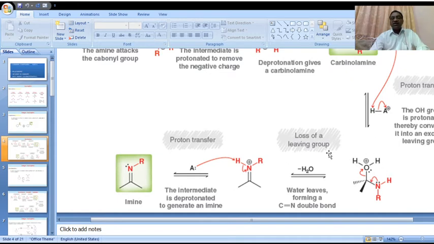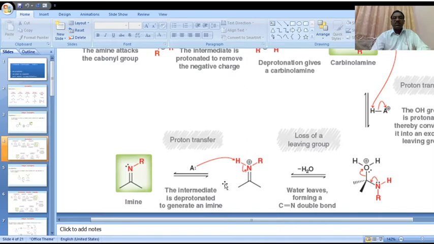Loss of that particular leaving group: breakage of the C-O bond, loss of a water molecule. Water leaves, forming a C double bond N. Here the pair of electrons donates to the carbon side to form a C double bond N, with breakage of this C-O bond. Here, loss of a water molecule forms a double bond between carbon and nitrogen.